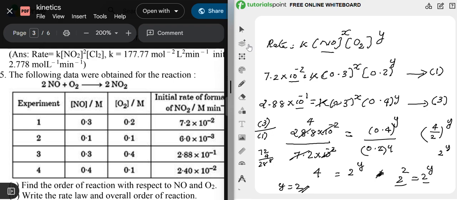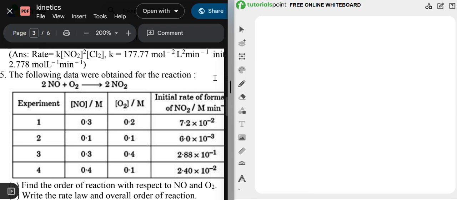Clear? Now our next task is we want to find the order with respect to NO. So now what will we do? Choose some other data where O2 is found to be equal.